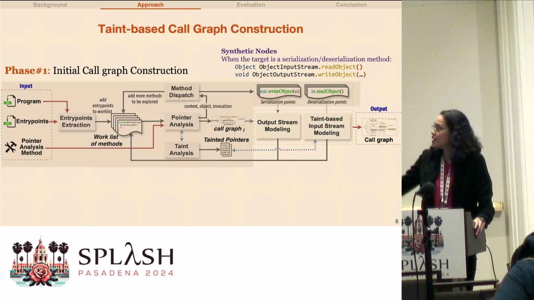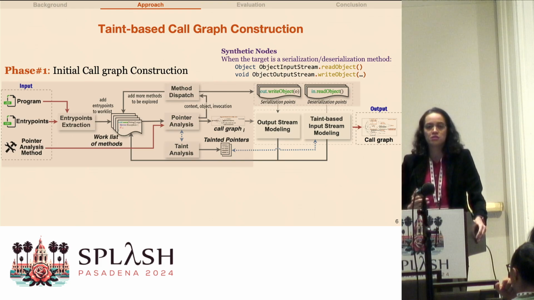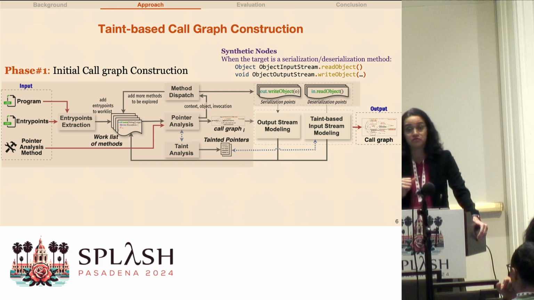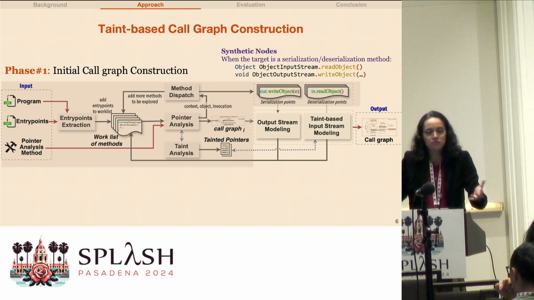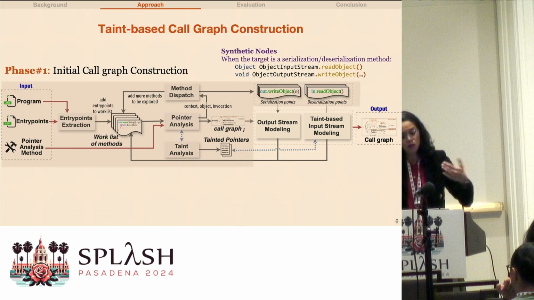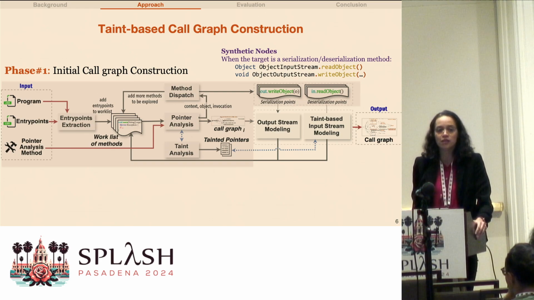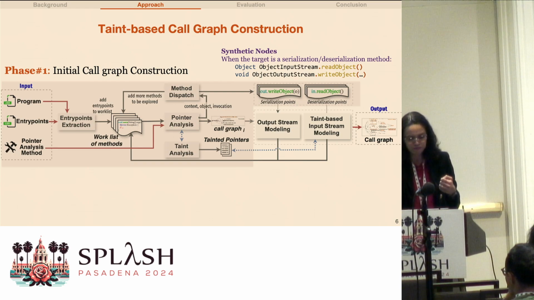So what we do is that at these serialization points and deserialization points, we created these synthetic methods. Now, at this initial call graph construction phase, these synthetic methods are empty. So they don't have instructions yet, but they need instructions, right? So on the next phase, we actually refine this call graph, these synthetic methods, to include instructions.